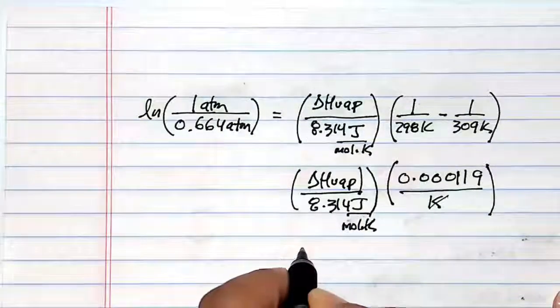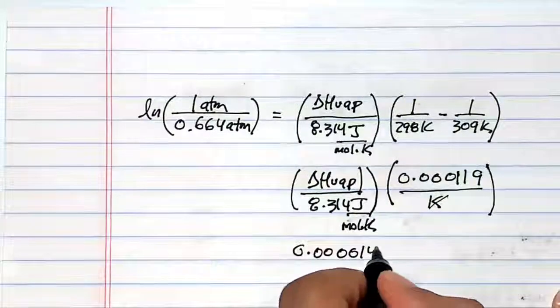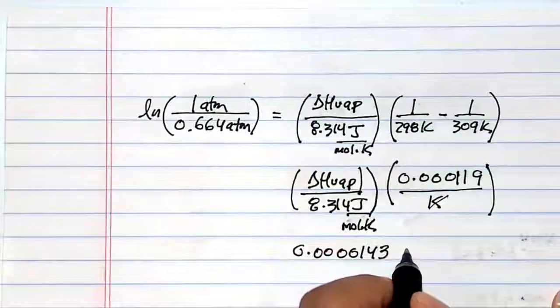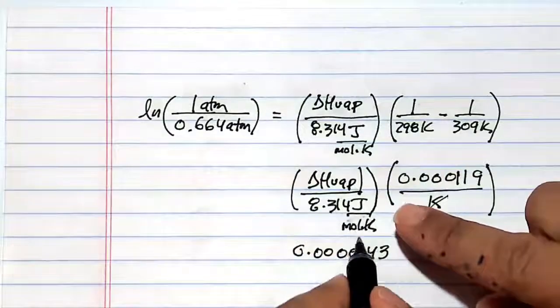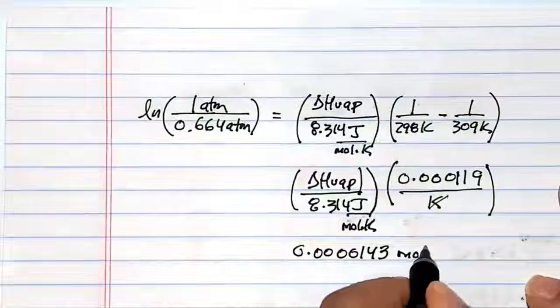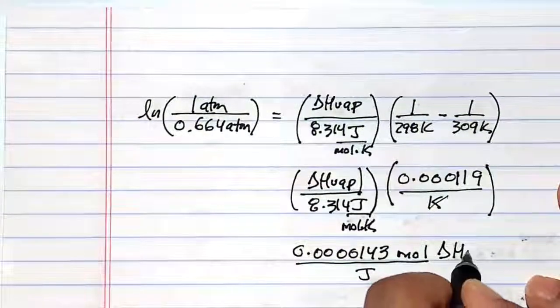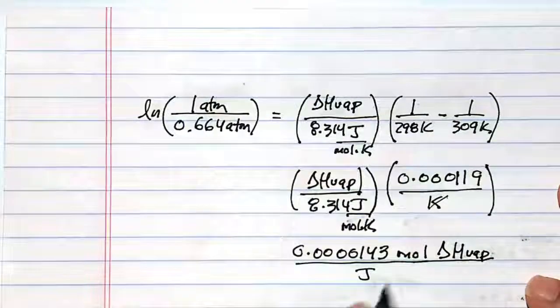Doing that, I'll get a value of 0.0000143, that's 4 zeros, 143, and this is going to be in units. Now here I have joules over moles in the denominator. They get flipped, so that becomes moles over joules. All of that times your delta H of vaporization, or your enthalpy of vaporization. This is what we want to solve for.